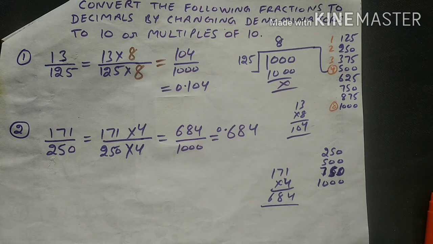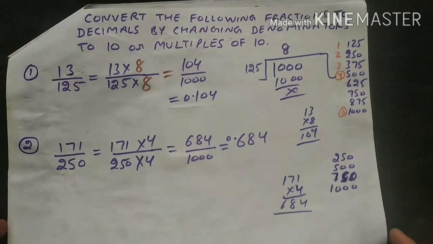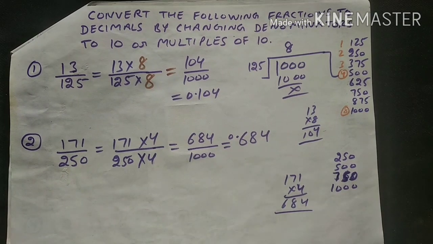Okay student, now I have explained how you can convert a fraction to a decimal without actual division by making the denominator of the type 10, 100, 1000, etc.